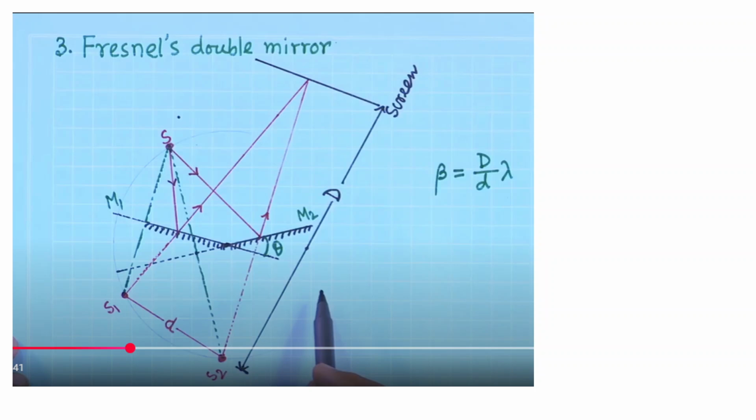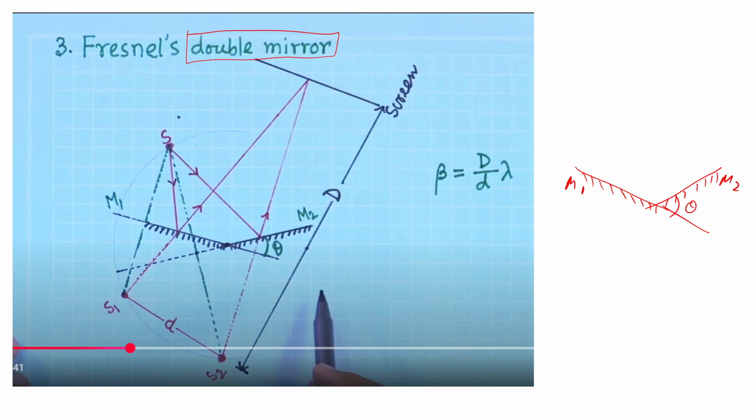Now, apart from the biprism, Fresnel's double mirror is also there, which also gives us coherent sources of waves. Here we have a mirror arrangement like this: two mirrors kept at some angle. This is the polished side of the mirror, so the opposite side is reflecting. This is also the polished side of the other mirror, so this side is reflecting, and they are kept at some angle with each other. Let's call that angle theta. This is mirror M1, this is mirror M2, kept at angle theta with each other.